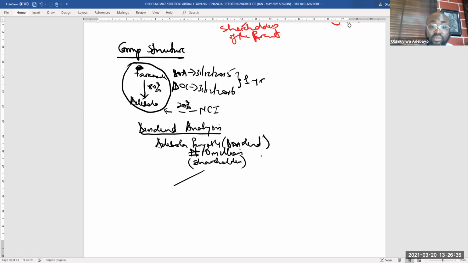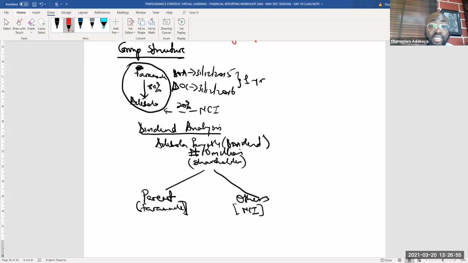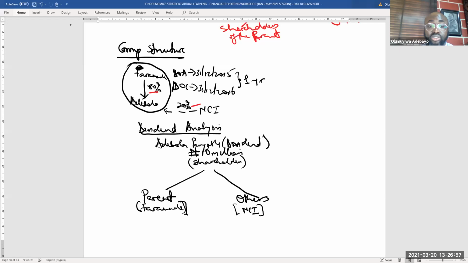Shareholders, which we have grouped into two. The parent is a shareholder. Others are shareholders. Faramade and what? NCI. What ratio? They are to share in the ratio 80-20. Invariably, 80% of 10 million, the entitlement here is 8 million. 20% of 10 million, the entitlement here is what?